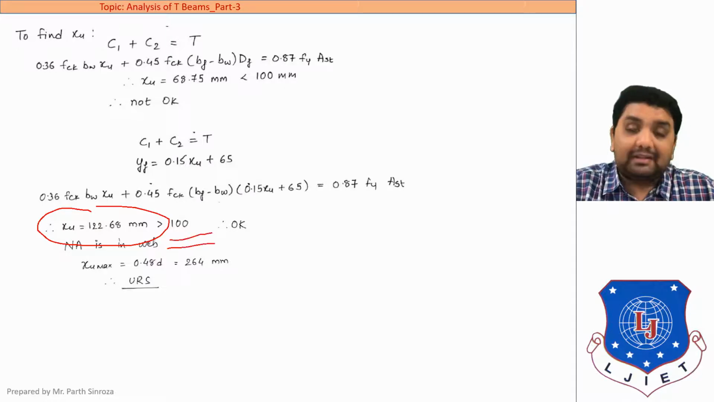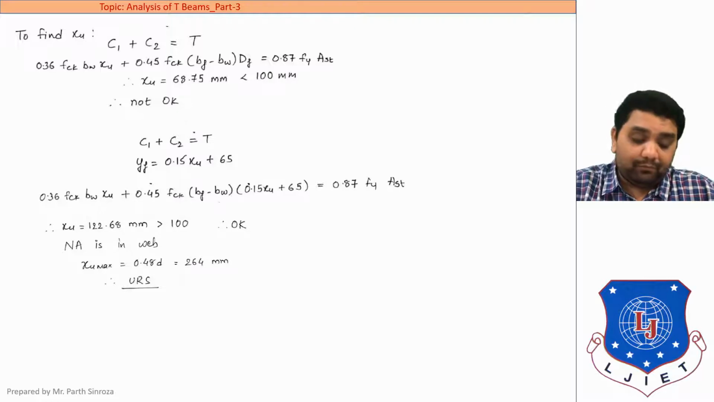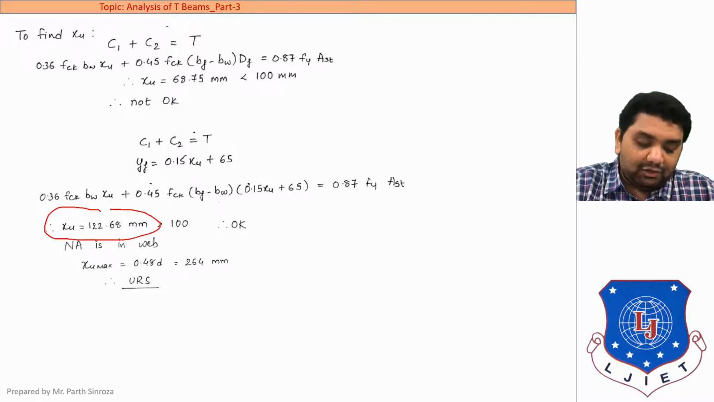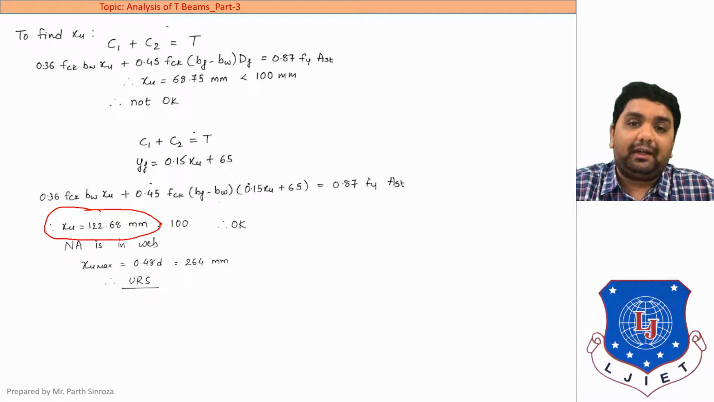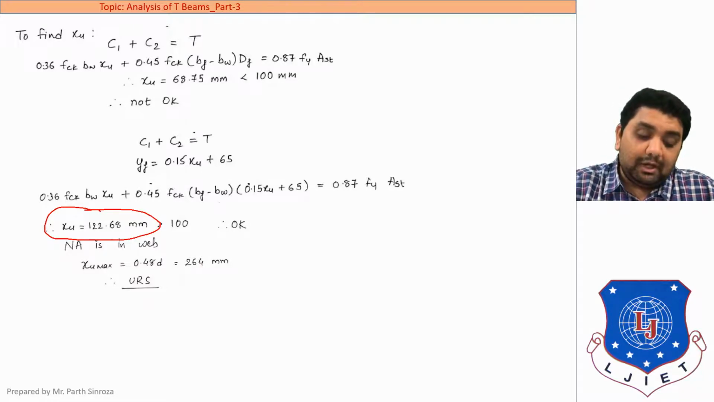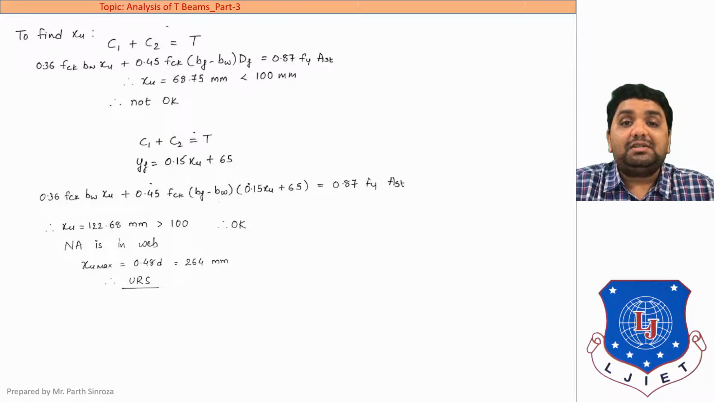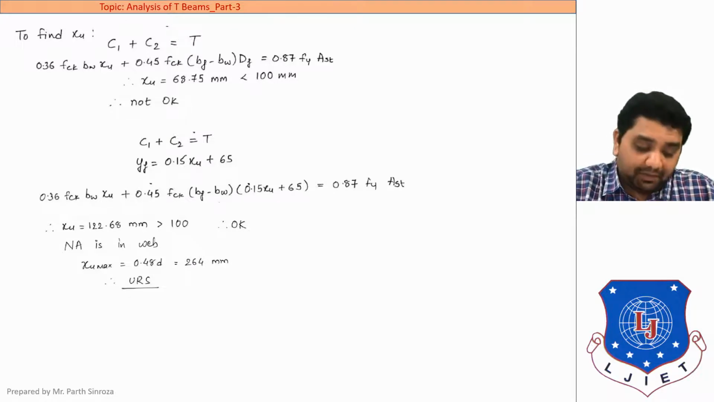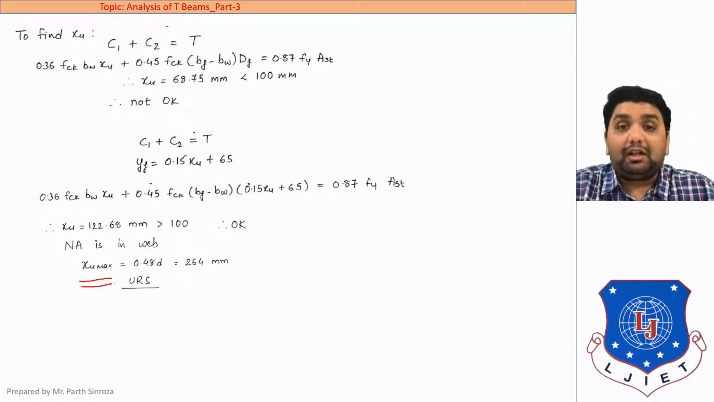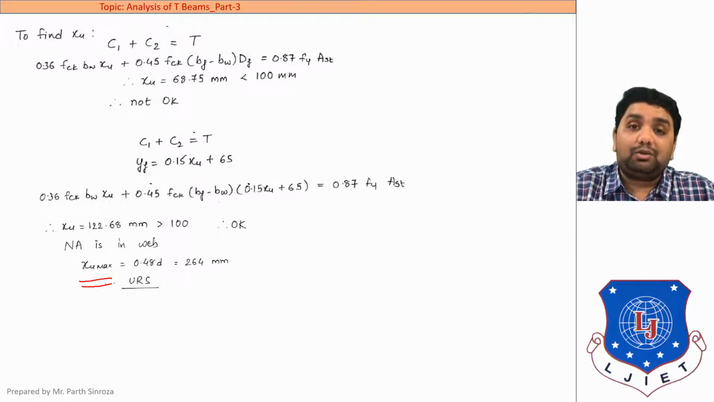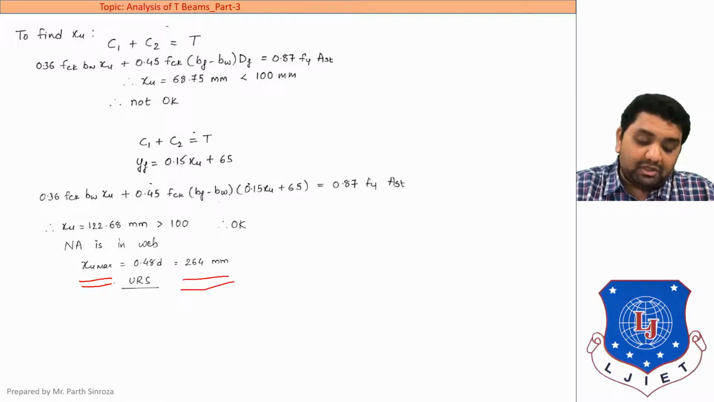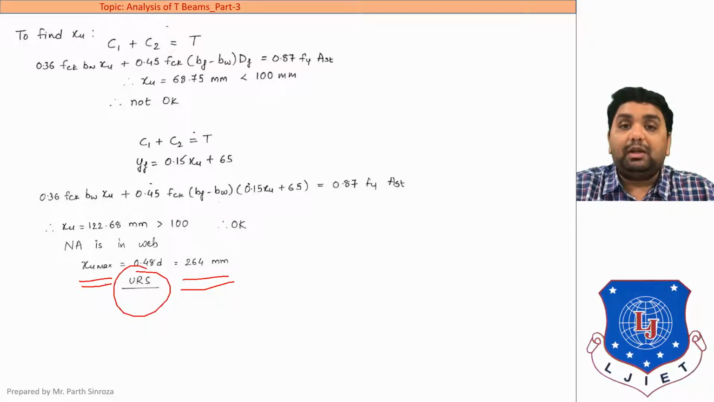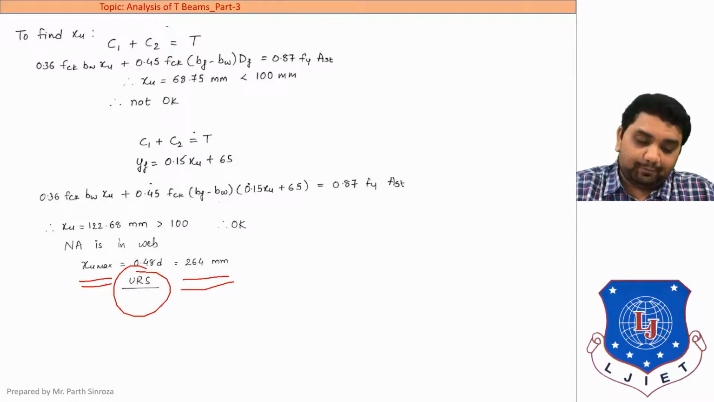Now our answer is correct. Now our XU is greater than DF. So the check is complete, and for this sum we will be using XU equal to 122.68 mm. So this is how you find XU when the relations are not satisfied. Next we will be finding the term XUmax. From the same equation, page 70 of your IS code, you will be getting the value 264. Here XU is less than XUmax, so it will be a URS, that is an under reinforced section.